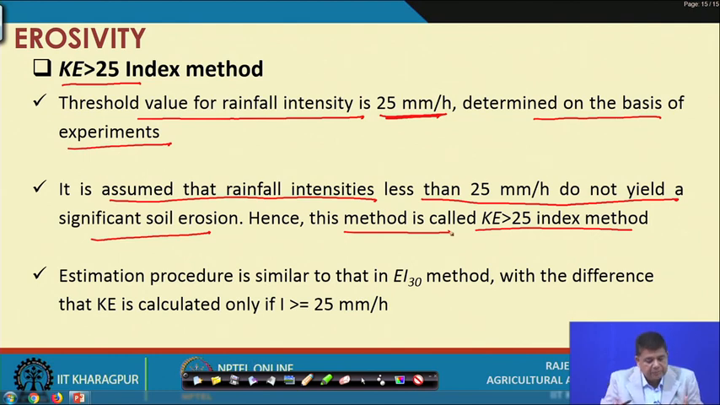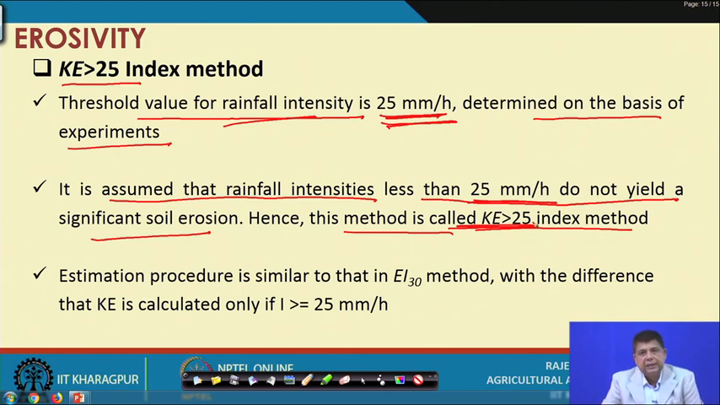So, the experiments which were conducted in tropical conditions showed that if the rainfall intensity is less than 25 mm per hour, then the soil erosion was not significant, and that is why it was said that the threshold value of rainfall intensity for causing erosion is 25 mm per hour, and that is why this method is the KE > 25 index method.